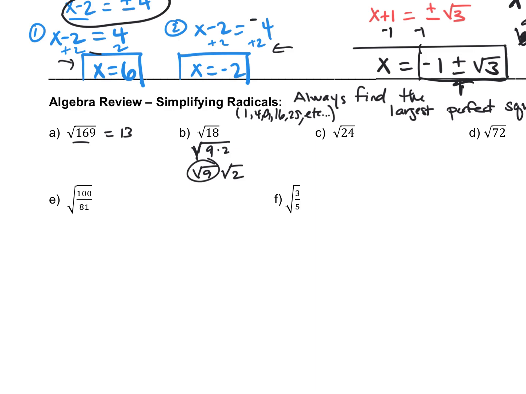So that's going to go up here. And I don't know the square root of 2 without a calculator, so we're going to leave it like this. This is an exact answer. This is the way you're supposed to leave it.